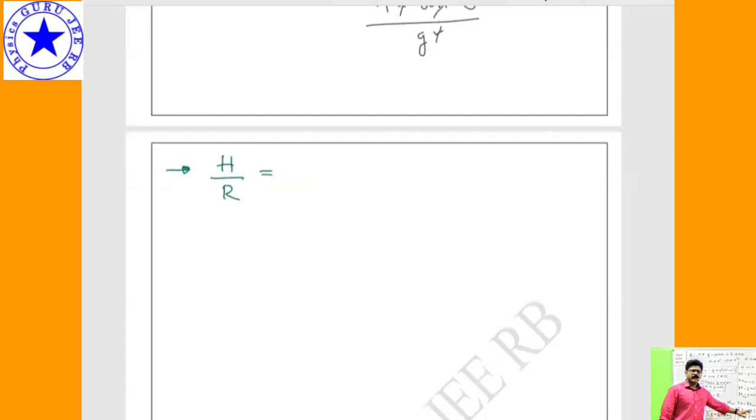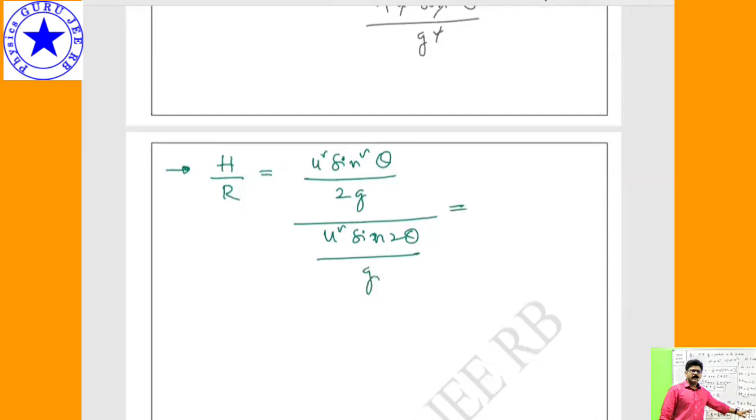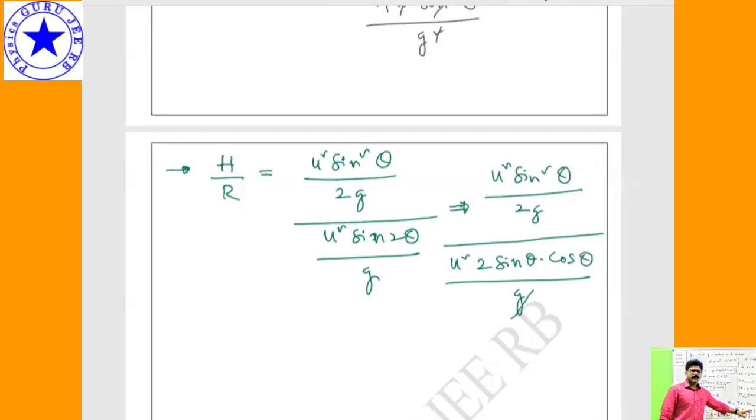H divided by r. So maximum height again, u square sine square theta divided by 2g, divided by range. Range is u square sine 2 theta divided by g. Fine. Now we can write this: u square sine square theta, keep it like that, divided by 2g. Next u square sine 2 theta. Yesterday I already told you, sine 2 theta can be written as 2 sine theta into cos theta, divided by g. So g will get cancelled. U square will get cancelled. Now what will I be getting?